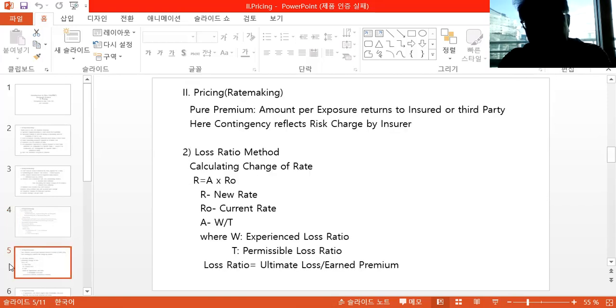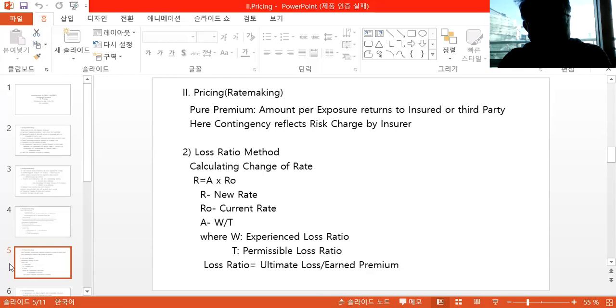So the concept of the pure premium is that it is the amount per exposure returned to the insured. So the pure premium is the amount other than the company expense and profit and contingency.